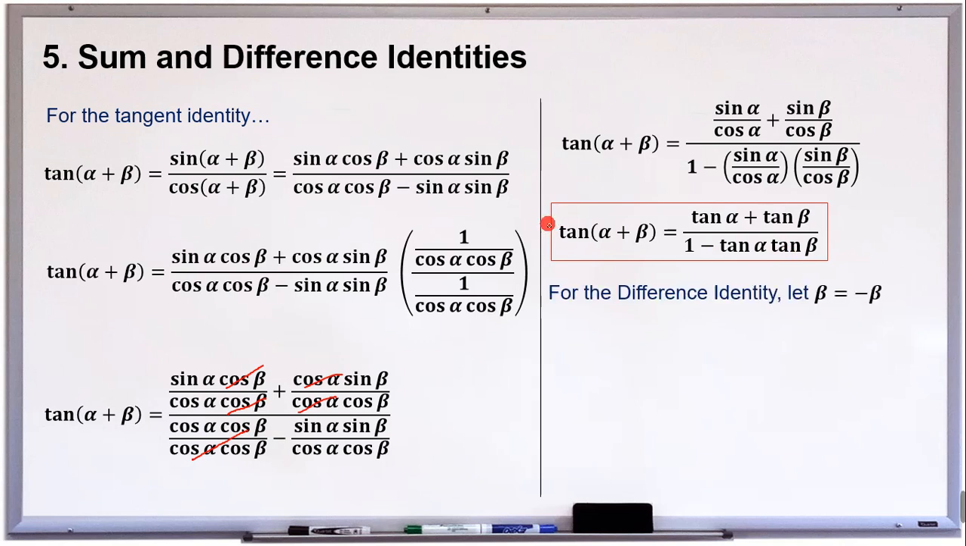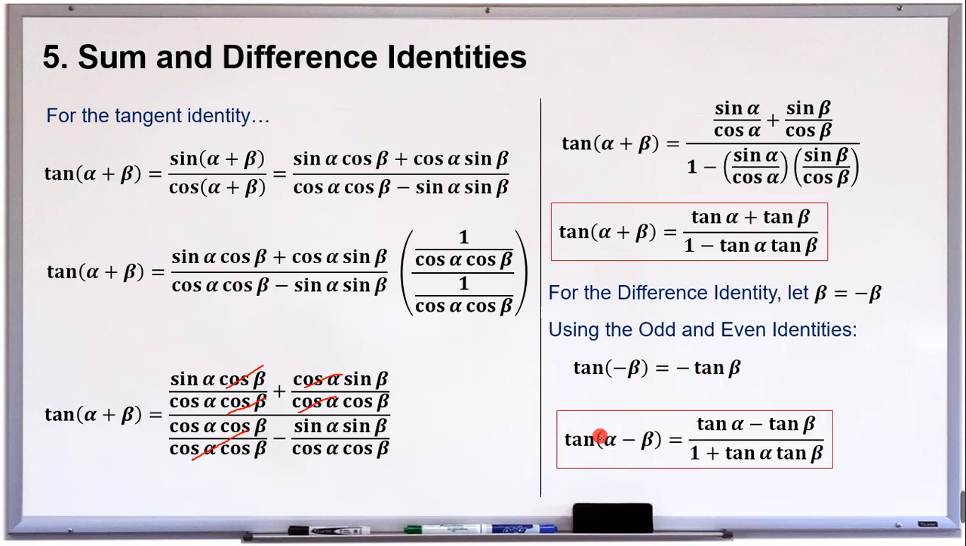And for the difference identity for tangent, we'll simply let beta be equal to the negative beta and use the odd and even identity for tangent. So we all know that the tangent function is an odd function. So we will substitute a negative tangent of beta. So it will become tangent alpha minus beta. So we have tangent alpha, and then for plus tangent of beta, if we have plus tangent of the negative of beta, it will become negative tangent of beta right here.